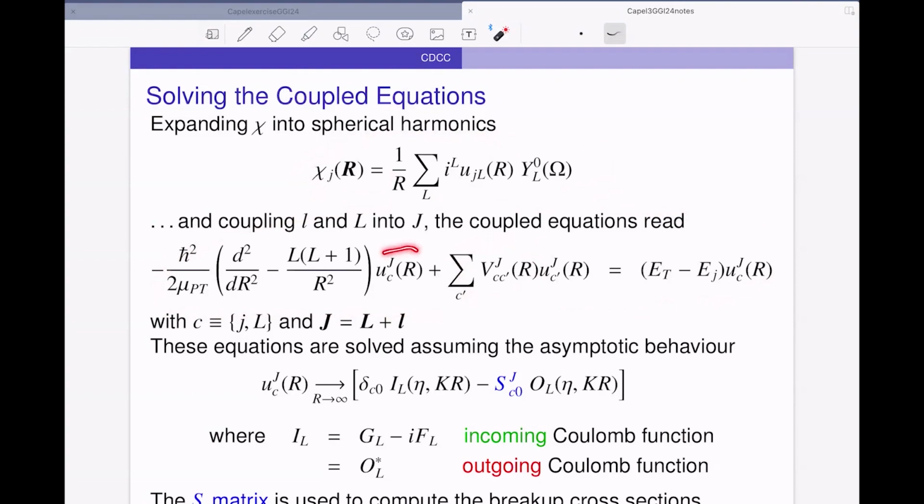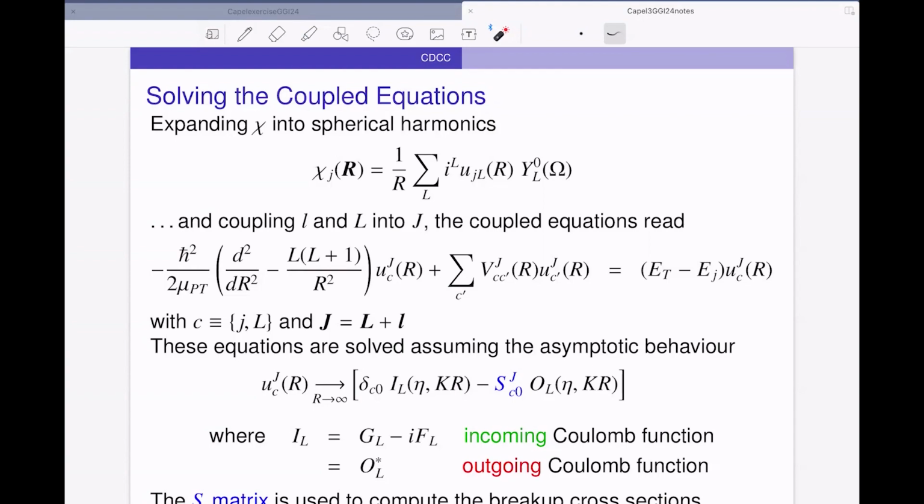And asymptotically, exactly as what we've seen, for exactly the same reason, because this interaction includes Coulomb but the nuclear term is short range, they should behave as an incoming Coulomb wave plus a phase-shifted outgoing Coulomb wave. Now, this is the interesting point. What we've seen before, in all the cases, was an S matrix, but the S matrix was just a number. It was just e to the power 2i delta_L, where delta_L is the phase shift.